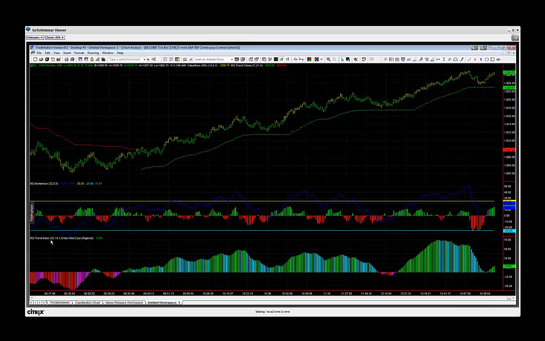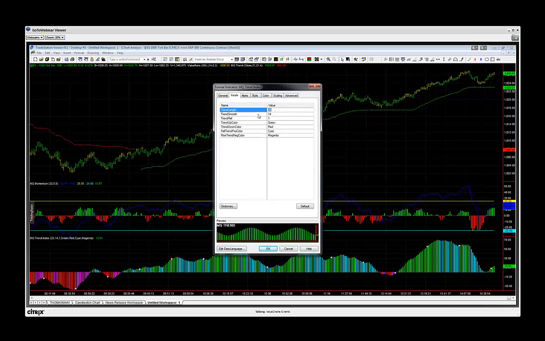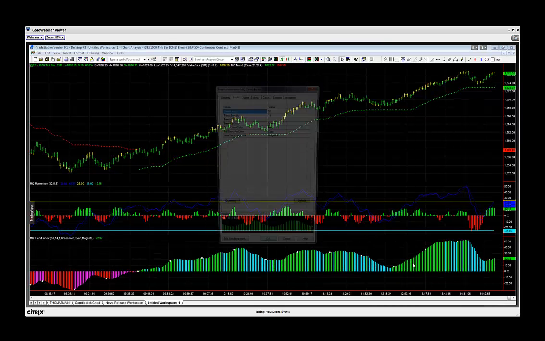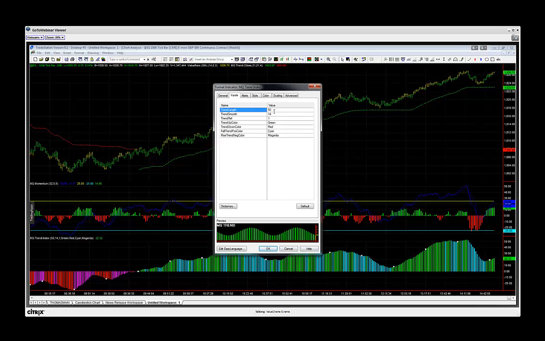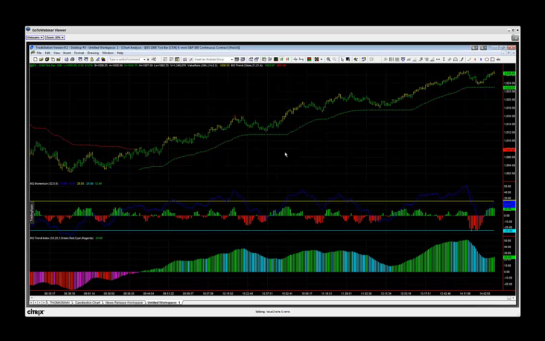I typically stick with default, but you can change the trend length to a longer length and it will smooth it out a little bit. Again, you're going to the very top setting, trend length. You can also change the trend smooth, make that a little bit longer and smooth it out some, and make it even smoother, make it easier to see.